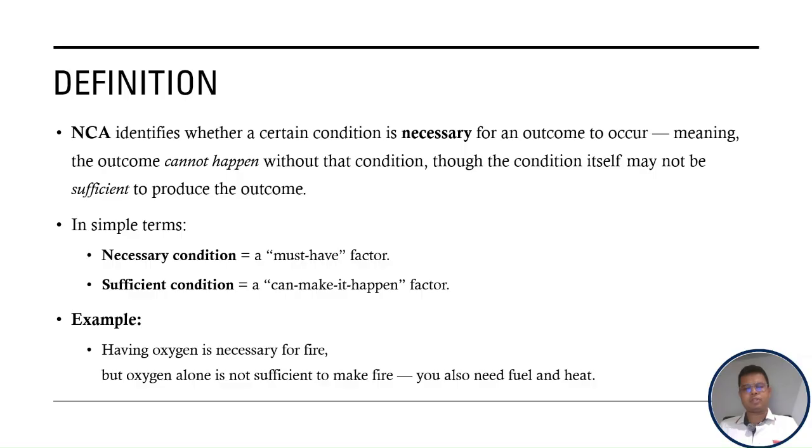So what is an example? Having oxygen is necessary for fire, but oxygen alone is not sufficient to make fire. Maybe there are some other factors actually. You also need fuel, heat, and other factors, right? So here oxygen is a necessary factor, but oxygen alone is not sufficient. In that case, there are some other factors we need for fire.